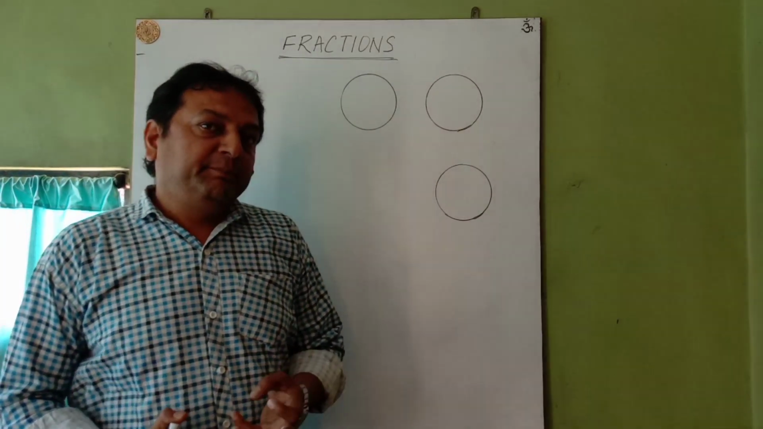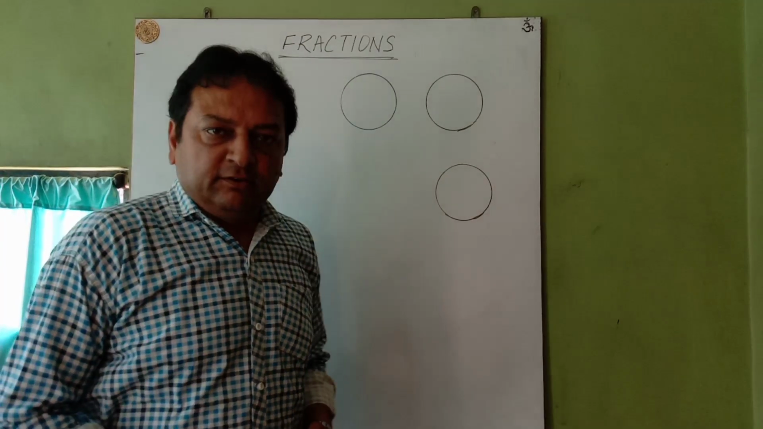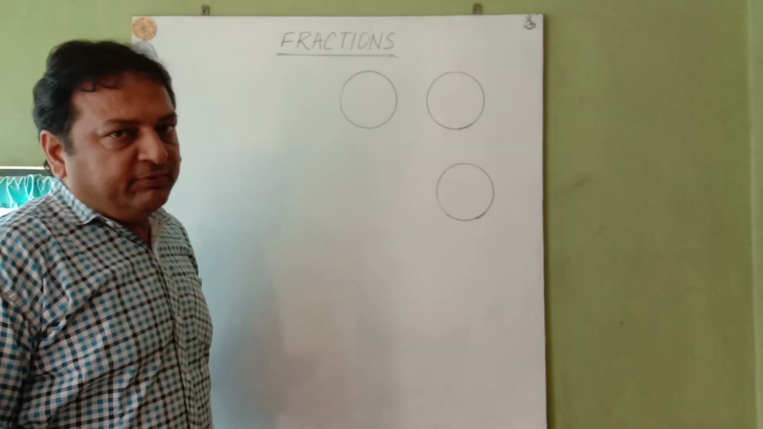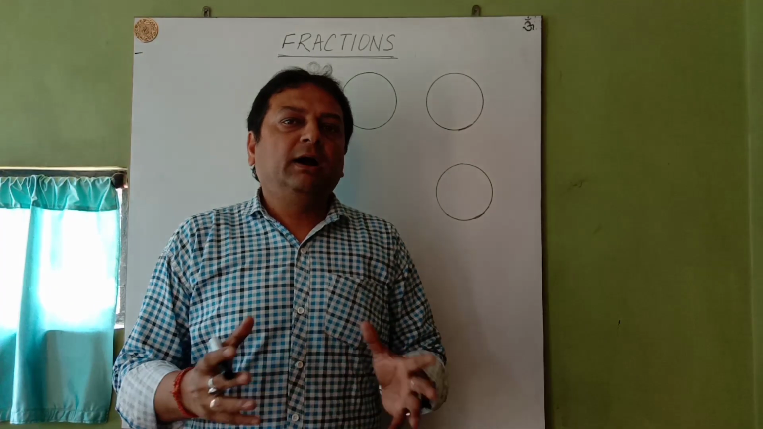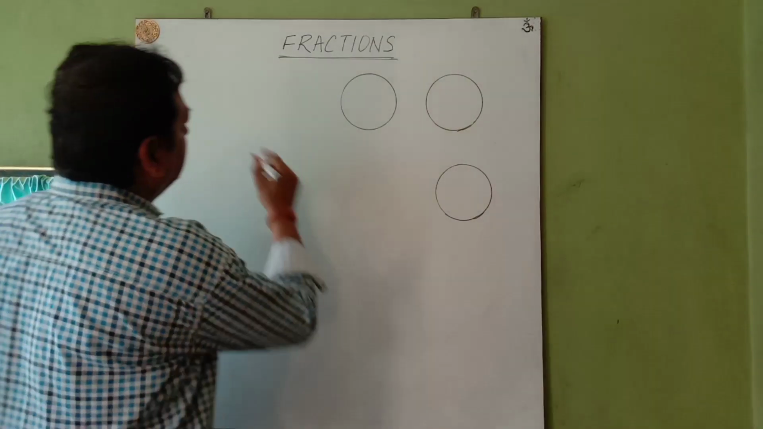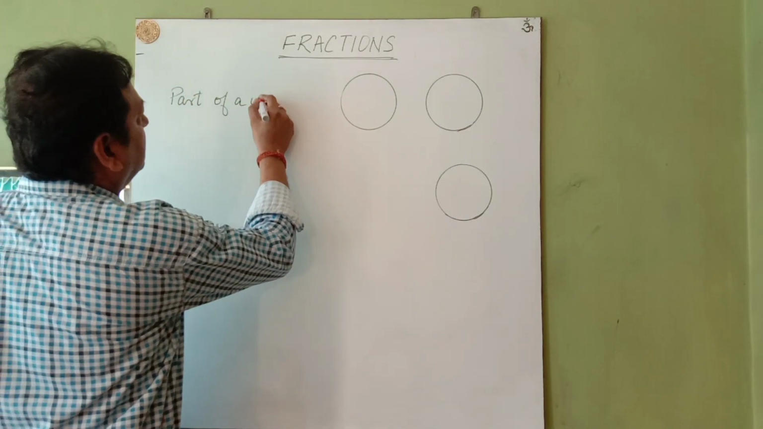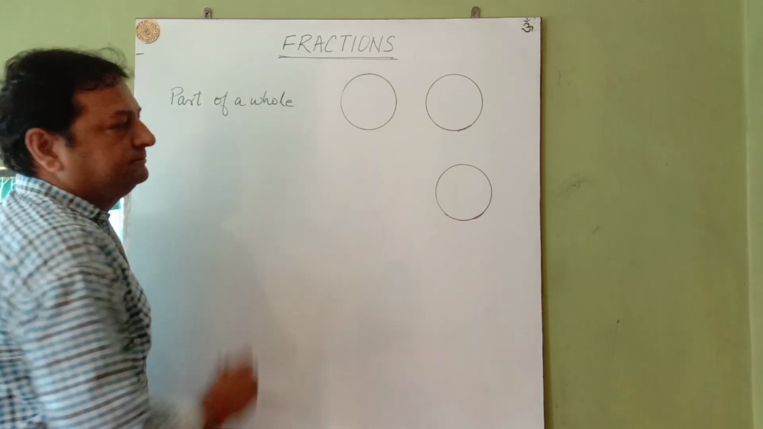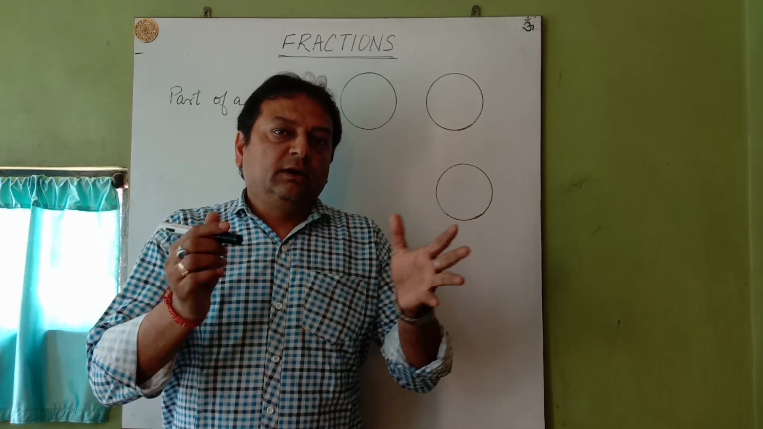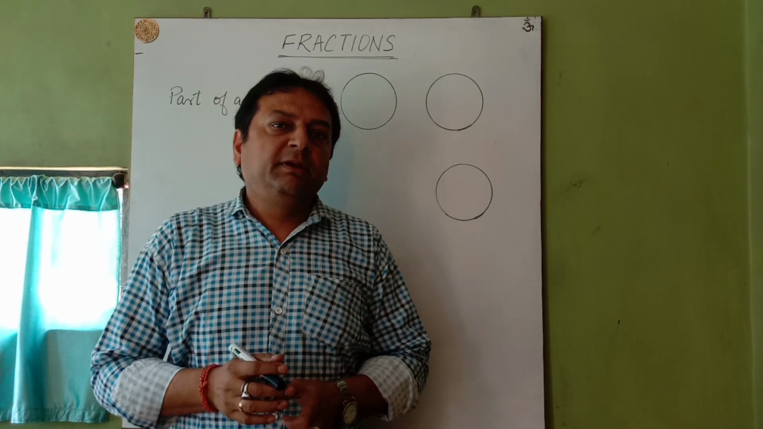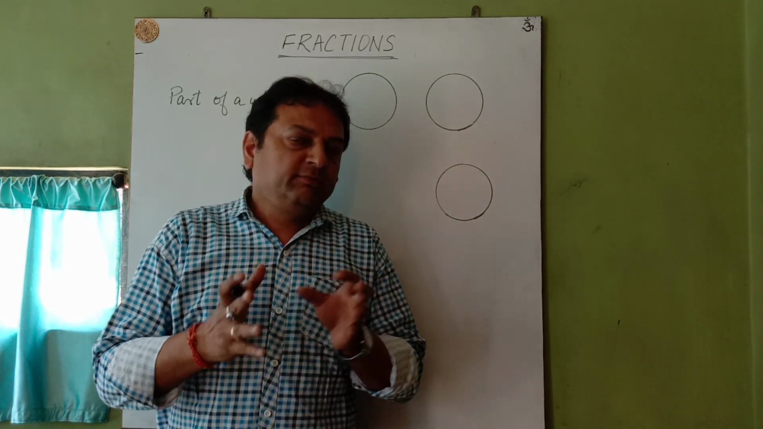Now, to understand the basic thing, what fraction is, let us see what fraction is today. Whenever we talk about fraction, a simple sentence everybody knows: a part of a whole. Part of a whole means if you take one thing and divide it into different parts, that means we have made fraction of those parts.